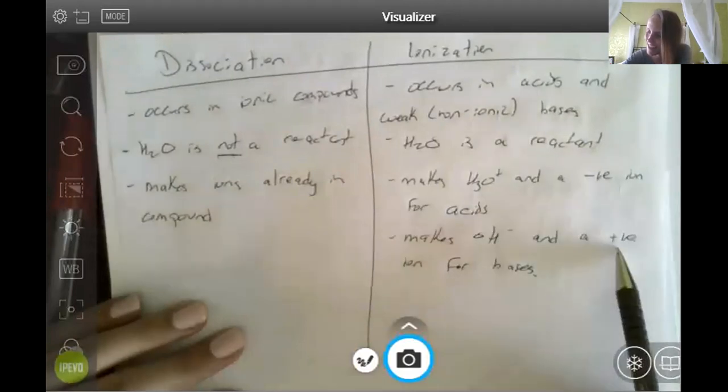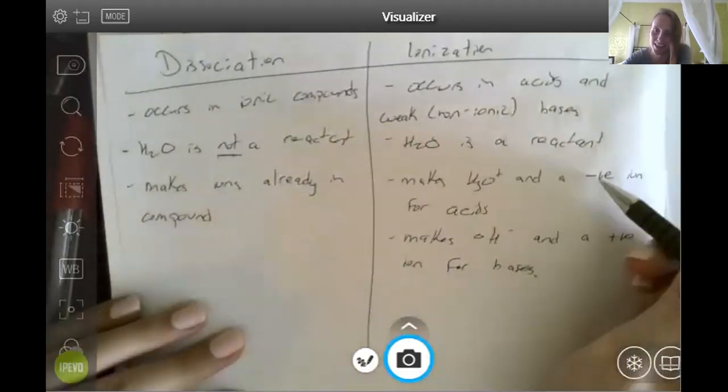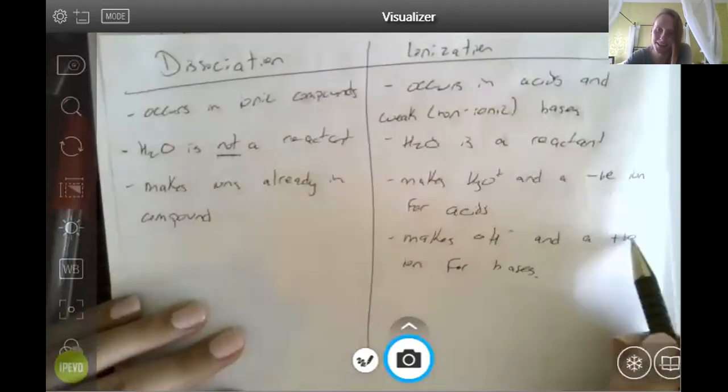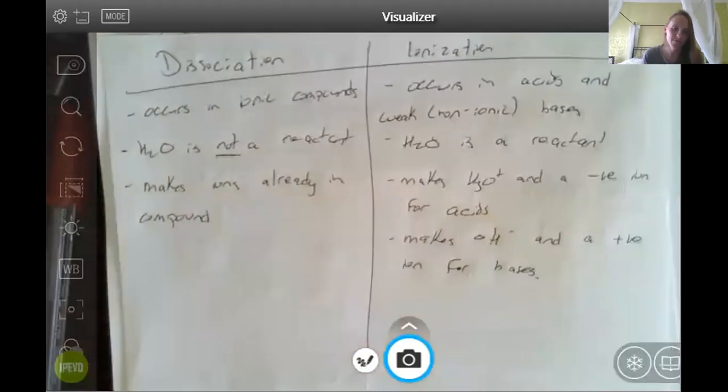By the way, this negative VE is the sign for the word negative, and a plus and then a VE is the sign for positive. Okay, now that we've done that, let's go on to actually solving this problem.